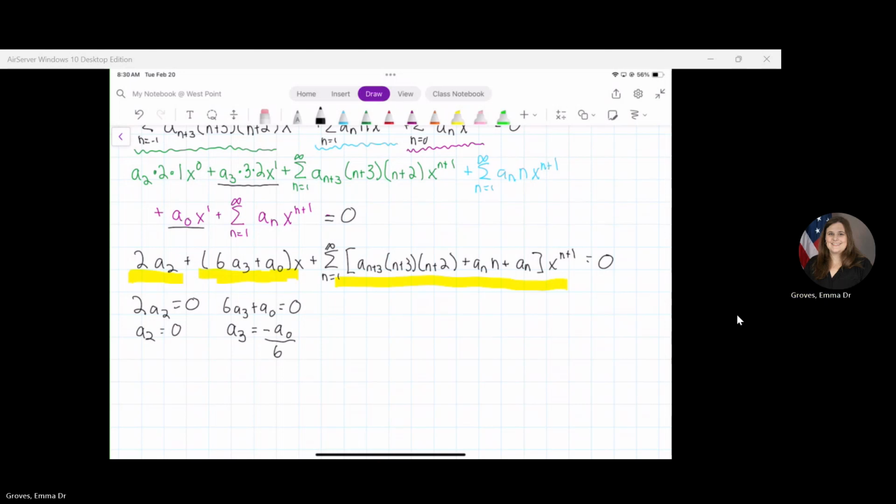All right. And then for all my other terms, I know that a_(n+3) times (n+3) times (n+2), plus a_n times n, plus a_n has to equal 0. If you solve this for a_(n+3), you are going to get negative a_n times (n+1) over (n+3) times (n+2).